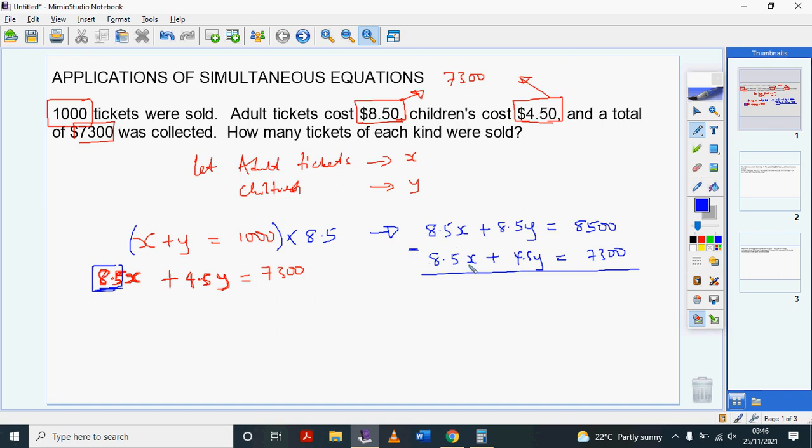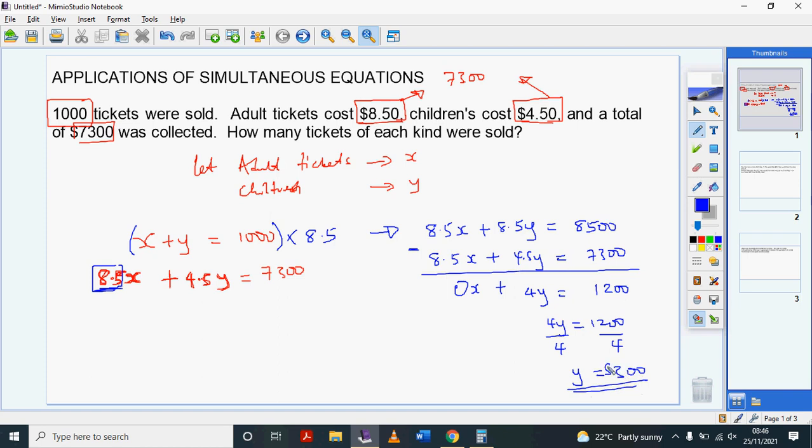8.5x minus 8.5x is 0, or 0x. 8.5y minus 4.5y is 4y. And 8,500 minus 7,300 is 1,200. So I have 4y is equal to 1,200. I can divide by 4, then I'll have y is equal to 300, right?